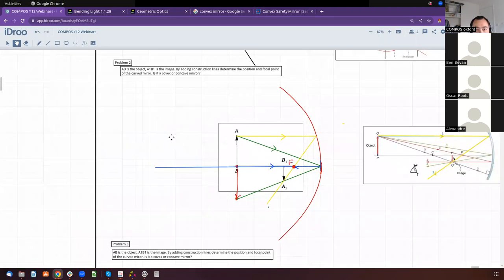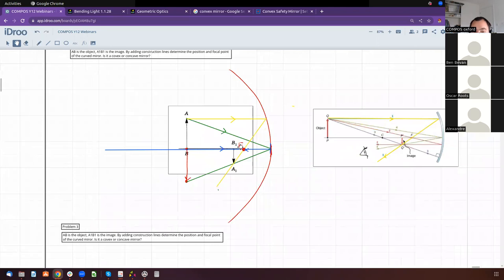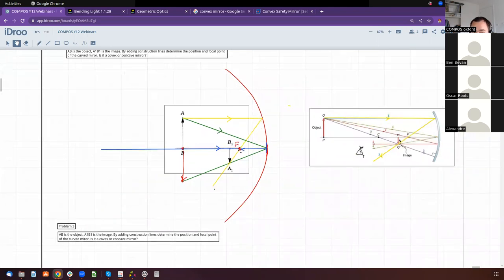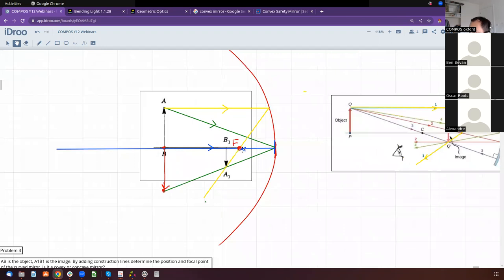Is it a convex or a concave mirror? So it's a concave mirror, and the focal point is here by construction. Right. Does this make sense? On a scale of 1 to 10, please.